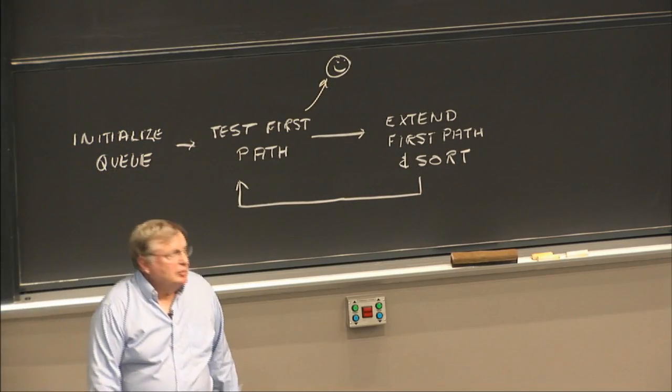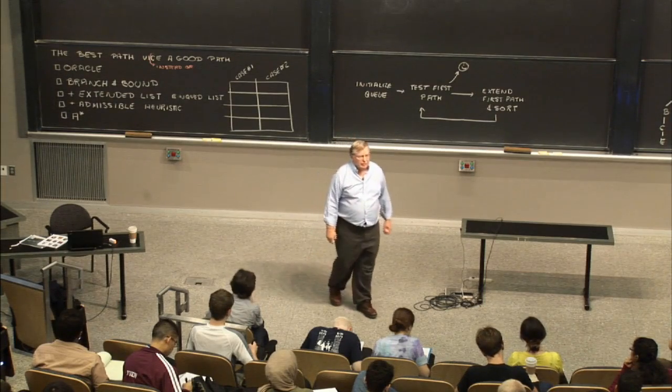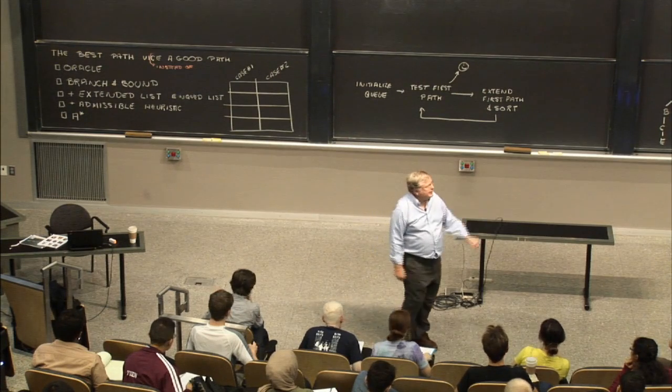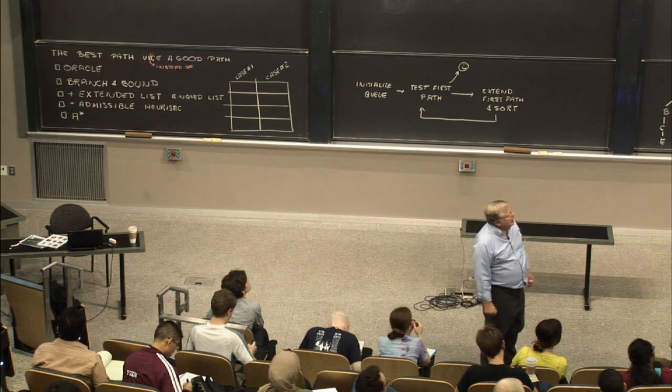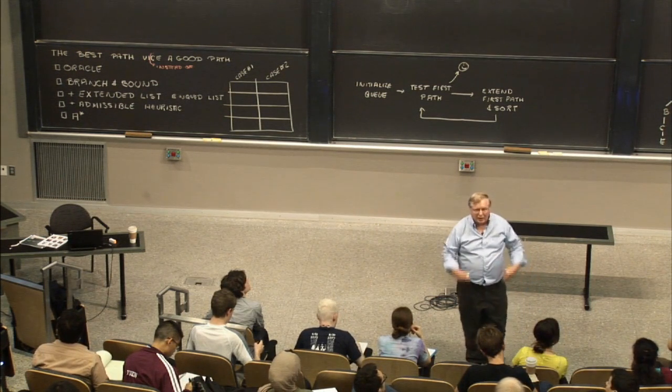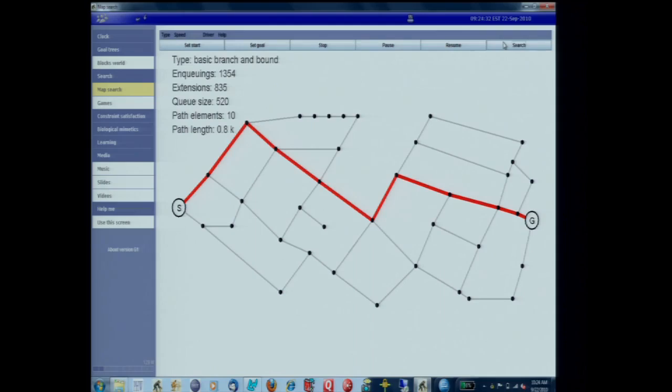Well, sort of. But we noted that this did an awful lot of work, because if we look at those statistics up there, it put 1,354 paths onto the Q. That's the enqueuing part. And then it extended 835 paths that had come to the front of the Q.